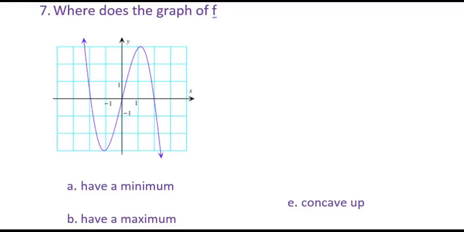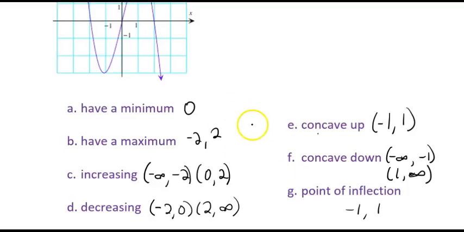Okay, and the last one, again, it's time for you to pause and try it on your own. Okay, so your answers for that last graph, we should have a minimum at 0 because the derivative changes from negative to positive, a maximum at negative 2 and positive 2 because the derivative changes from positive to negative at those places. The original should be increasing between negative infinity and negative 2 and 0 and 2 because that's where the derivative is positive. It should be decreasing where the derivative is negative, so that would be negative 2 to 0 and from 2 to infinity.